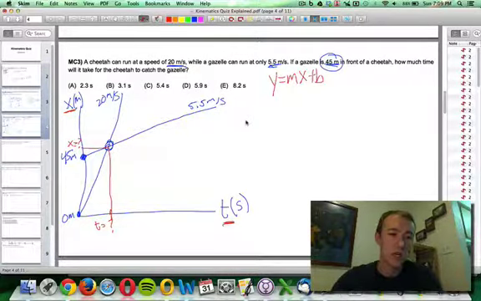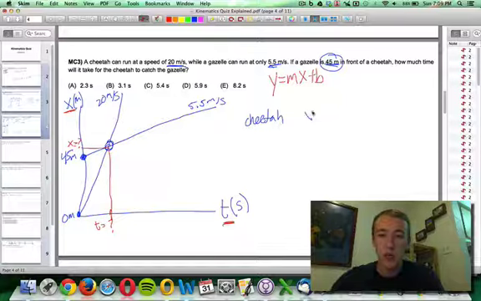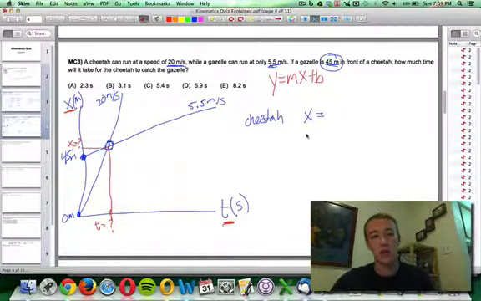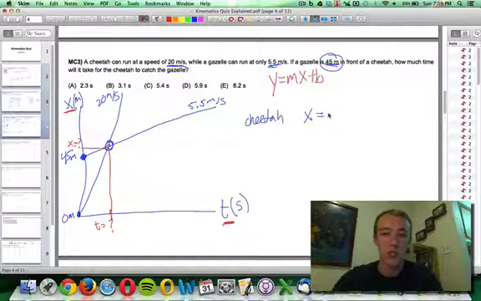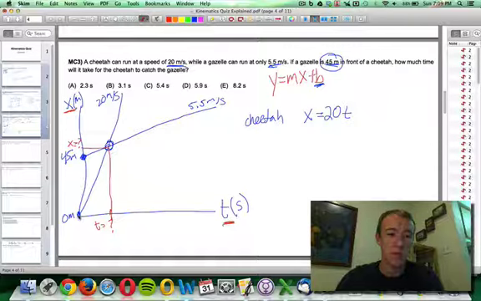Let's do the cheetah first. So we've got a cheetah here. The position of the cheetah, that's on the independent axis. The position of the cheetah is going to be equal to the slope of that line, which is your velocity, times time. Now I'm going to rewrite this actually. The position of the cheetah is going to be equal to that slope, which is 20 meters per second, times time. And then this plus b part, that is your vertical axis intercept. The cheetah's is at 0, so I'm not going to write that.